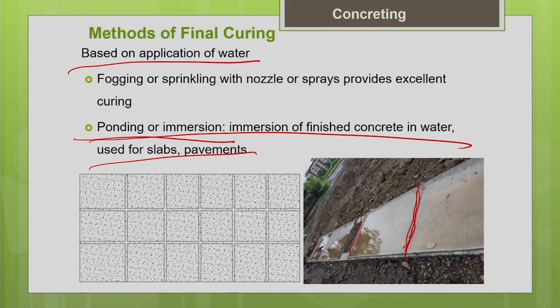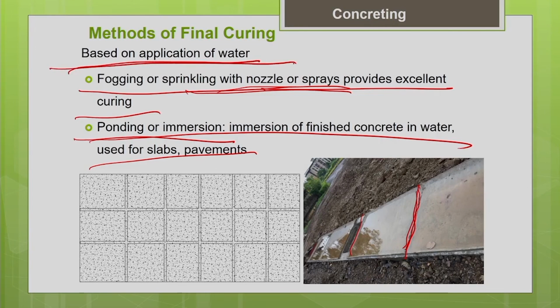So, what are the other methods of application of water? You can go for fogging or sprinkling with nozzles or sprays. All these provide excellent curing. These are the methods based on application of water. As I told you, the methods of curing we can classify into two. In one method we directly apply water. In another method you just prevent the loss of water from within the concrete to the outside environment. Now we are discussing the method based on application of water. You apply the water, which is the best method, particularly for mixes with low water to cement ratio; we should go for methods based on application of water.